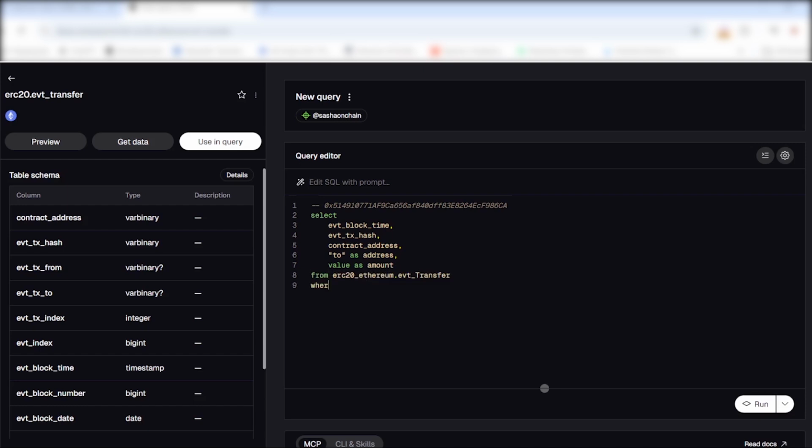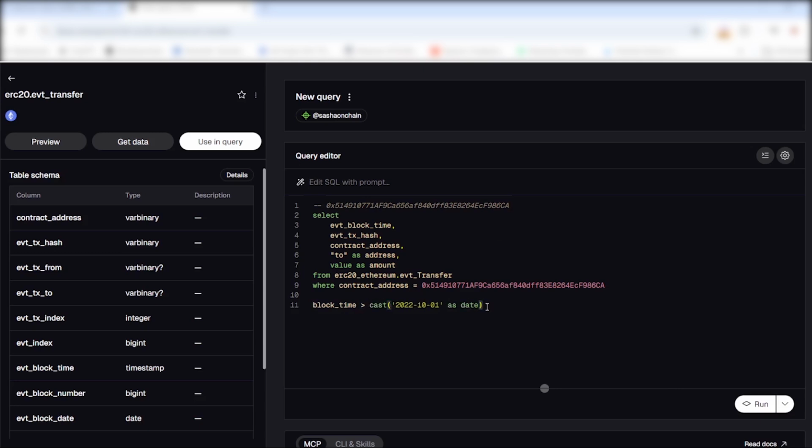One thing to be careful with in Dune is data types. Nothing is inferred automatically. Everything has to be explicit, otherwise your calculations can break. For example, this won't work, because block time is a timestamp and your date is just a string. So we need to be explicit. Same idea can also be written with cast.